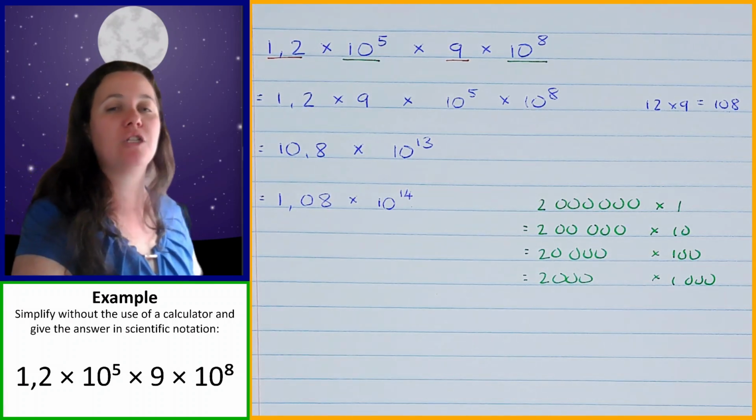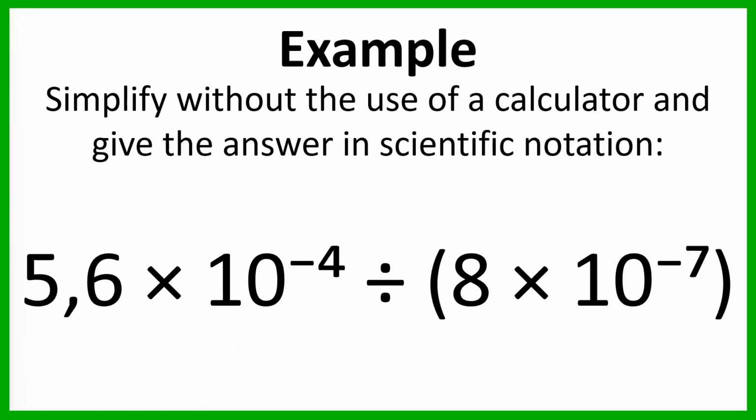Now we're going to have a look at an example. We're going to be doing division. So in this example, we've got 5.6 times 10 to the power of negative 4 divided by, in brackets, 8 times 10 to the power of negative 7. So let's have a look at how we'll do this question.